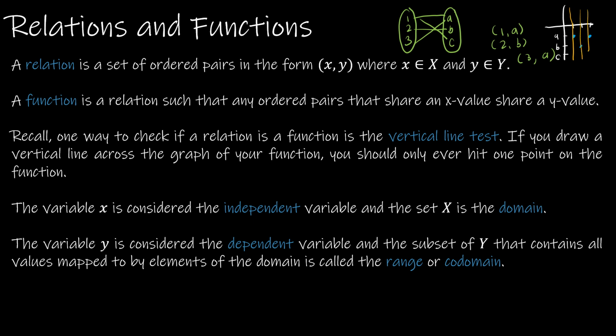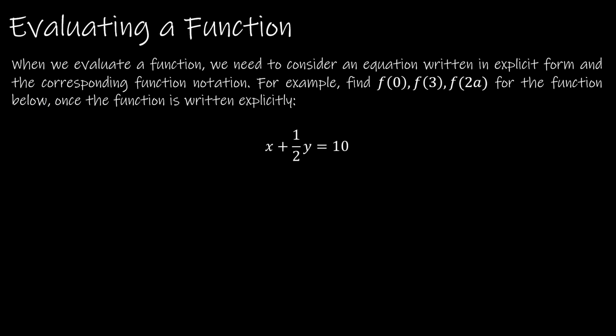The variable x in our function is considered an independent variable, and the set x is the domain, and the variable y is considered the dependent variable because, again, when we write this in function notation such as f of x equals x minus 2, what we're going to do is input the x value, the independent variable, and whatever happens here, which is the y value, is going to be dependent on what I plugged in for x. And that, of course, the subset of y that contains all the values that are mapped to is called the range or codomain.